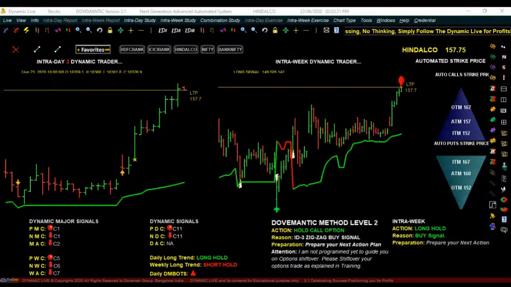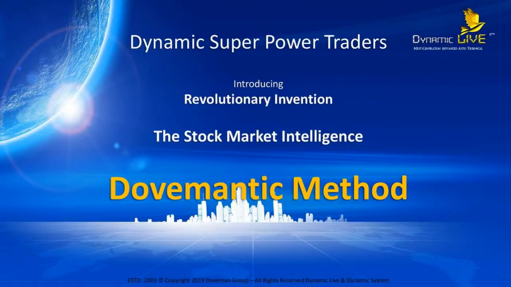because from here on, you don't have to worry about the right entry and right exit, because dynamic superpower traders are introducing a revolutionary invention called the dynamic live. It is the first ever stock market intelligence of the world. We call it the Dynamic Method. Now, what is so very intelligent about this? The intelligence here is this dynamic live automatically identifies the right entry and right exit for you. So today you don't have to waste your time doing research and analysis. You can straight away start trading and start making money.